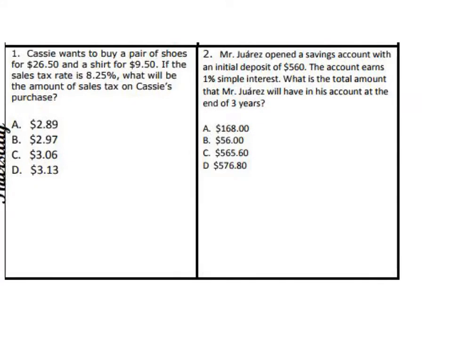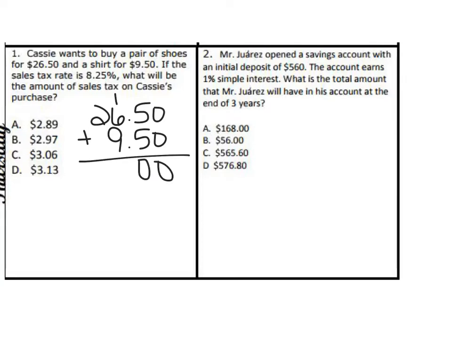$26.50 plus $9.50. So you add that up. Bring the decimal down. So 9 plus 6 plus 1 is 16, and that's 36. So she spent $36 on her purchase.